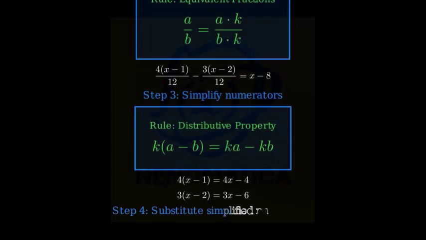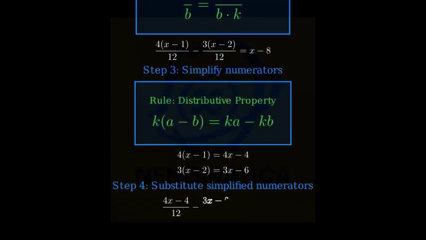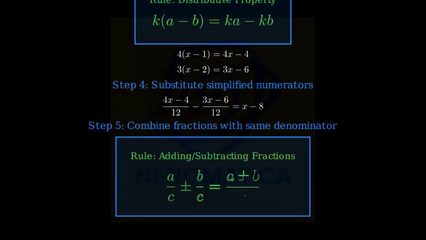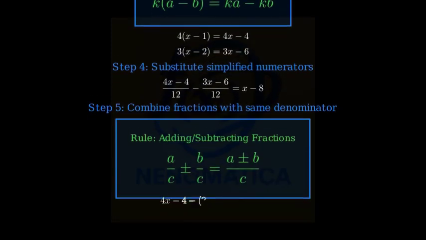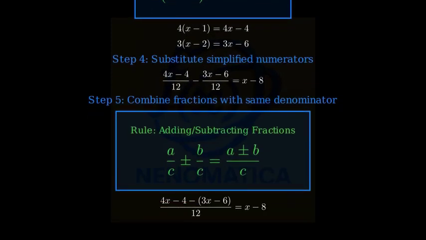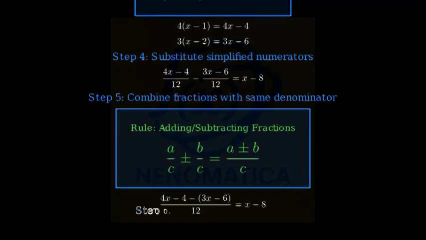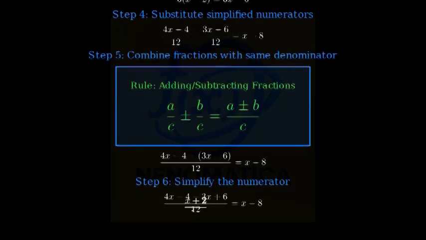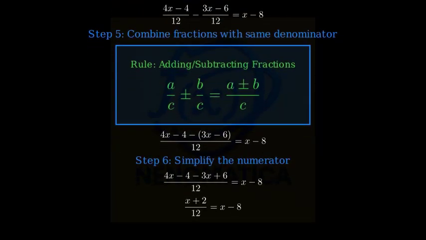Now we can substitute these simplified expressions back into our equation. This gives us (4x minus 4)/12 minus (3x minus 6)/12 equals x minus 8. Since we now have the same denominator for both fractions, we can combine the numerators. This gives us (4x minus 4 minus 3x plus 6)/12 equals x minus 8. Let's simplify the numerator. We have 4x minus 4 minus 3x plus 6, which equals x plus 2.